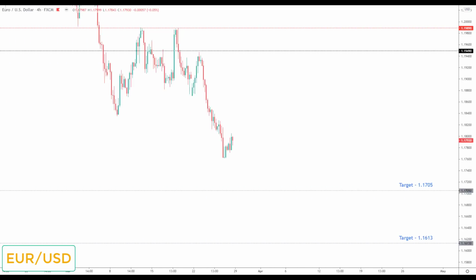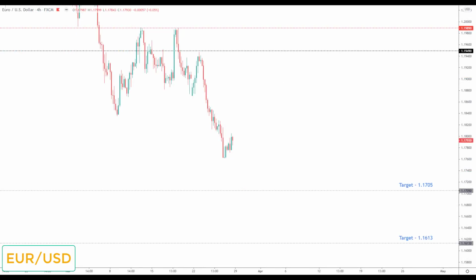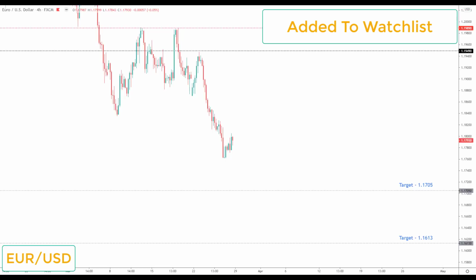Next is euro dollar. Last week we were looking for declines into the 1.18270 and we also took out target 2 from last week at the 1.1770. That was pretty much the move in euro dollar last week. Coming into this week, this market goes on the high probability watch list. I do like this market and I am interested in short positions.